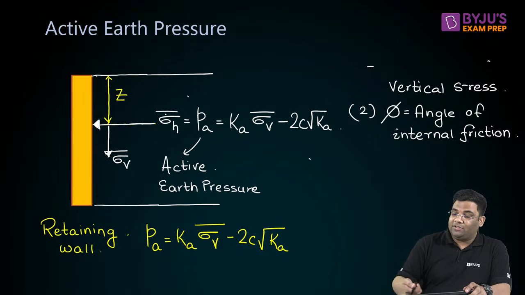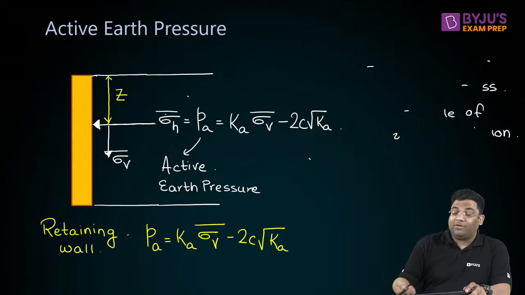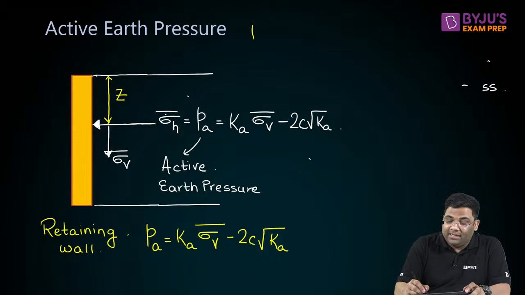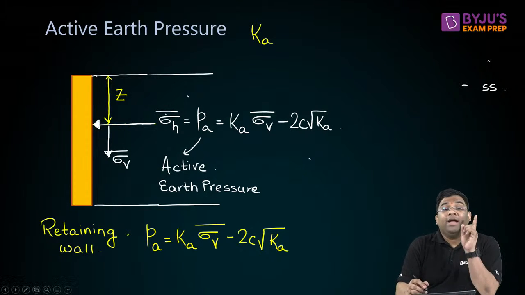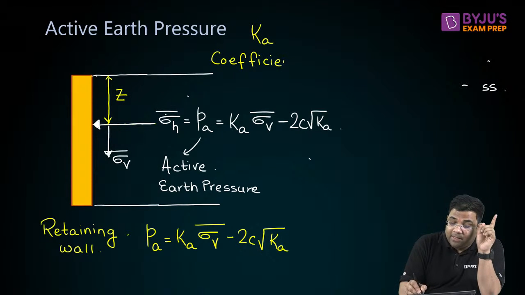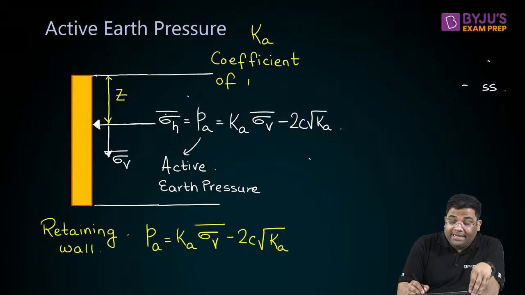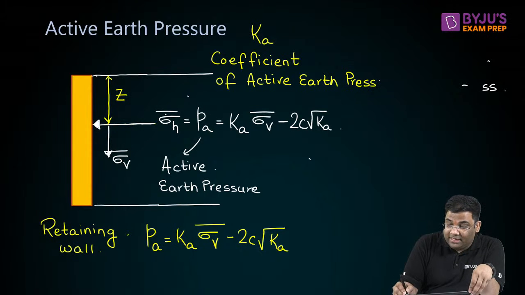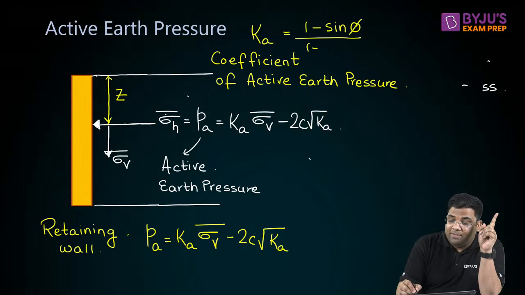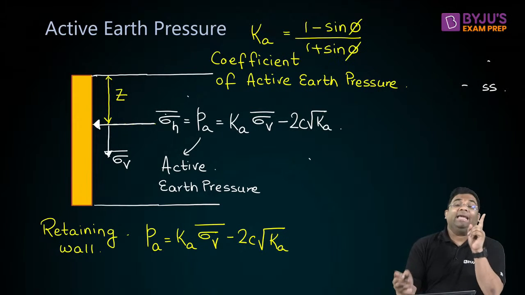See, vertical stress we saw. Sigma V is a vertical stress which we saw, right? Now, next thing is your Ka. Ka is the coefficient of active earth pressure. Now this depends on the angle of internal friction. We'll call this 1 minus sine phi divided by 1 plus sine phi. So this is Ka.